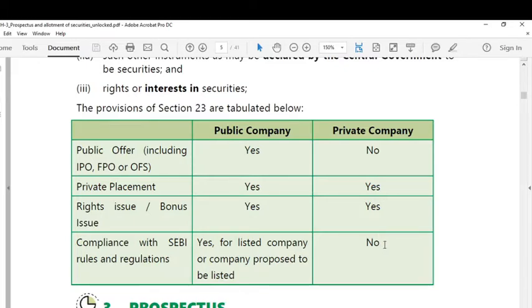So dear students, with this you will better understand the various modes of securities offered by public companies and private companies, and what modes can be used by a public company and what modes can be used by a private company. Apart from that, the compliance prescribed by SEBI while issuing shares is applicable only to a public company which is listed or proposed to be listed, but not to a private company. Right. So this is all about this topic, and now we go for the next topic.